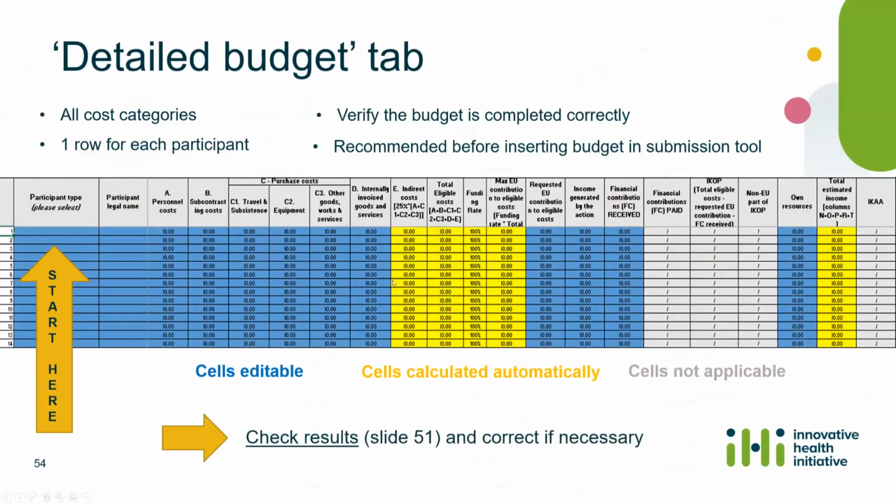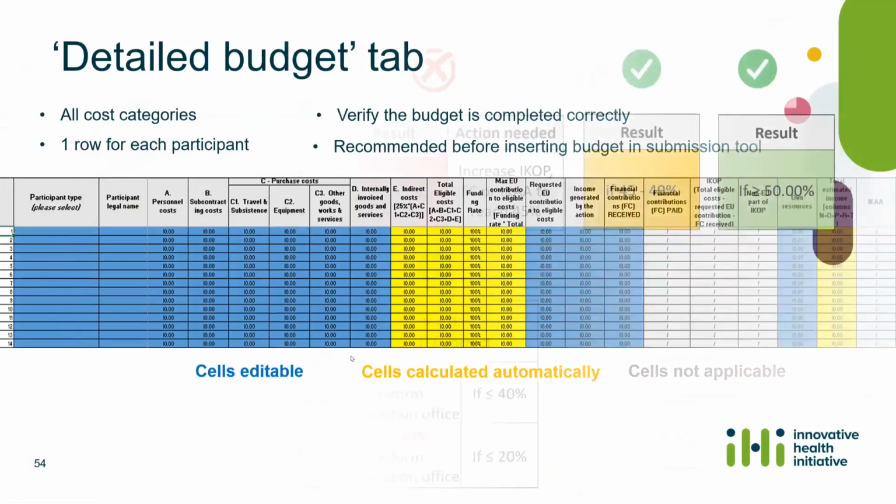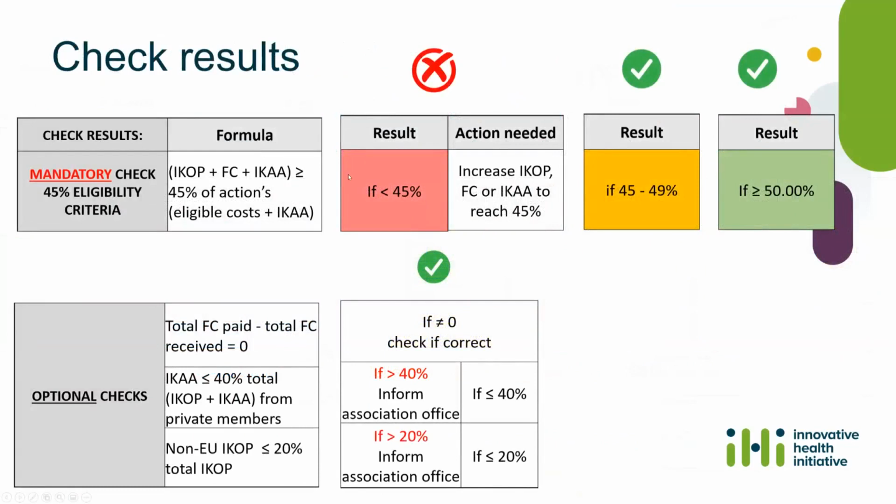And then once this table is filled in, you can check the results in the check results tab to see if you reach the threshold. So again, I'll just go back to show you this. This is what you can see: the check for the 45% and the other checks below.